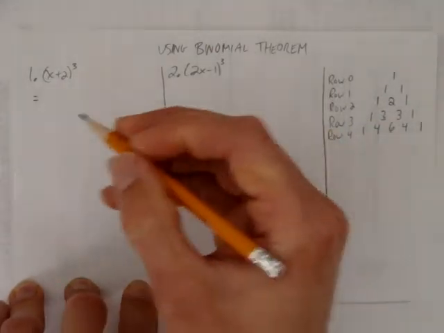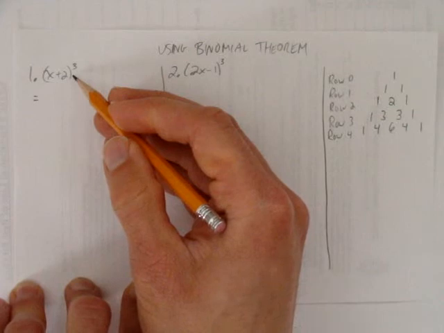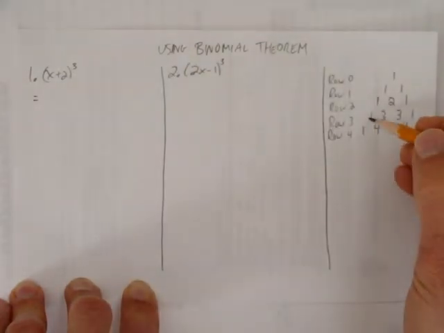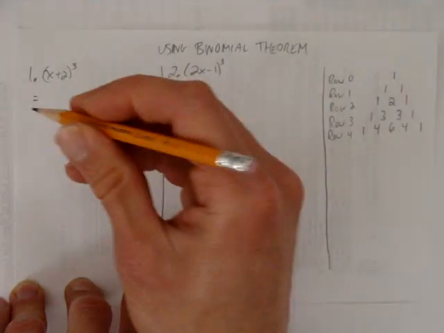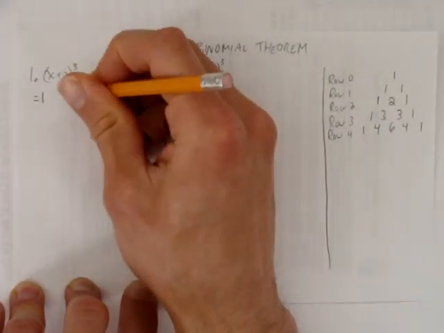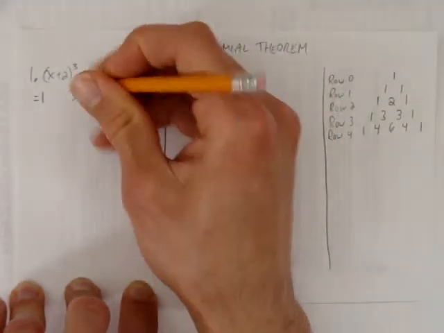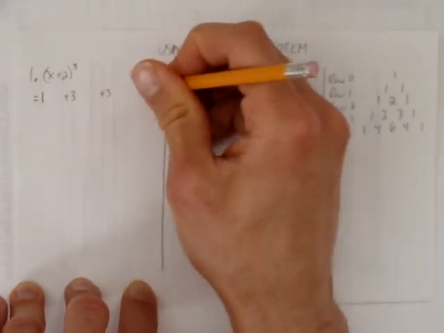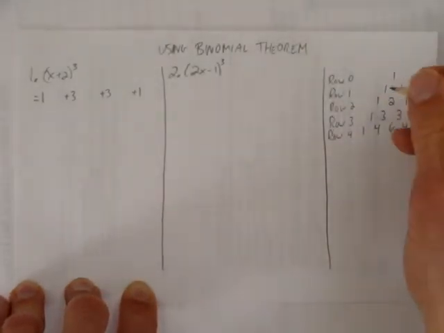Because it turns out that the expansion of (x + 2) to the power of 3 has the coefficients given by Pascal's triangle. In other words, we can write a 1, a 3, a 3, and a 1. And let's put a plus sign in front of each of those because we're going to be adding on the terms. That's the first part.